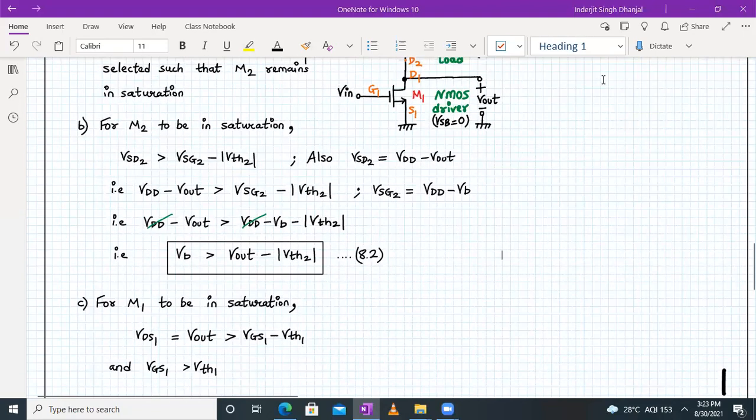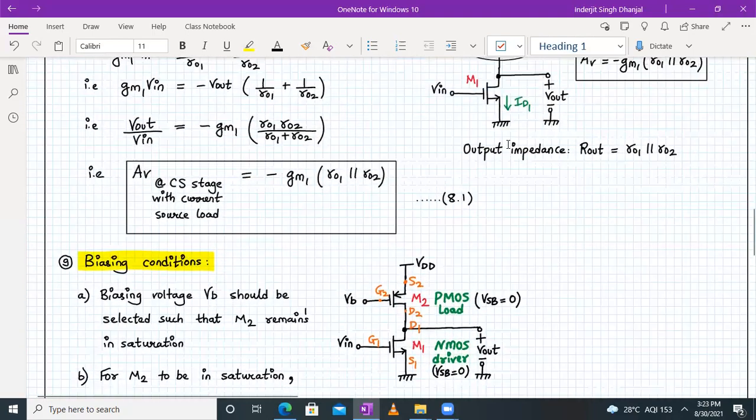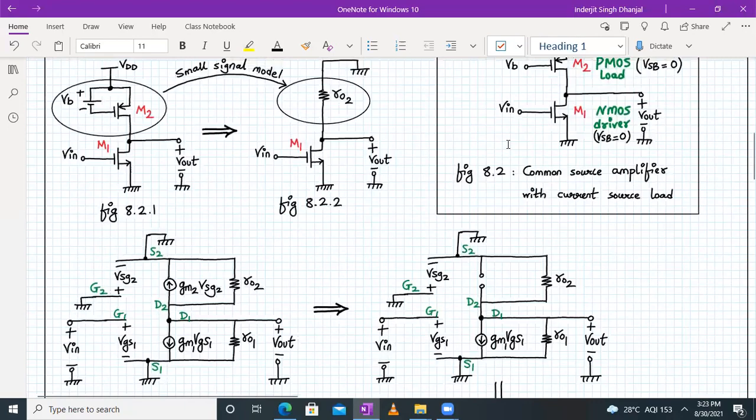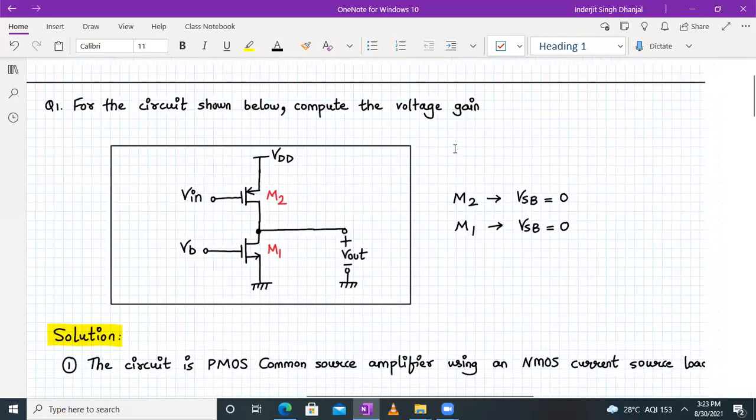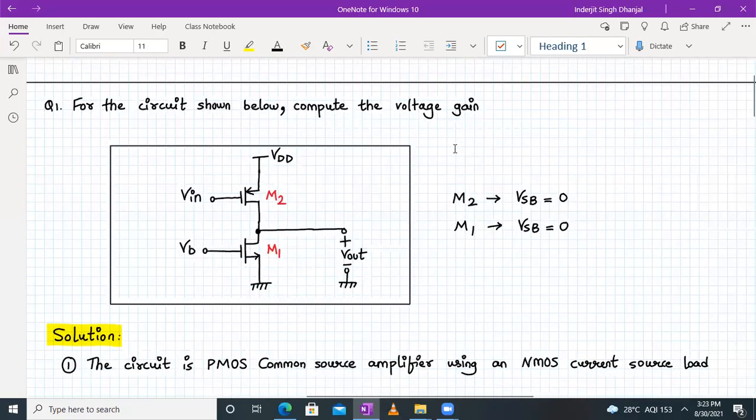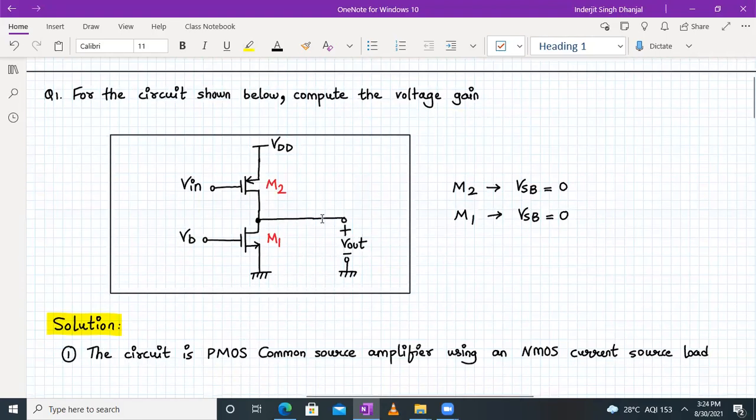Okay, so let's move on to the next topic. Next is a question wherein, look carefully, for the circuit shown below, compute the voltage gain. The circuit looks similar to what we have done so far. But look where the input is applied. The input is applied to the M2 transistor, and VB, the biasing voltage, is applied to the M1 transistor. Here again, M1 and M2 are not suffering from body effect, so VSB is 0 for both cases. So let's start.